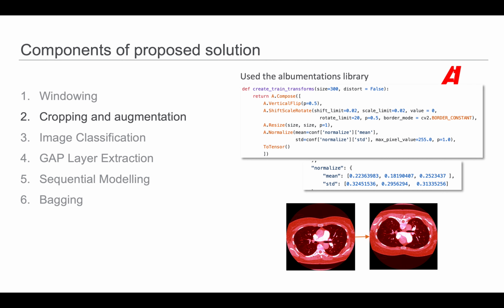The augmentation was pretty light. There wasn't cropping, actually; there was vertical flip and shift, scale, rotate. Part of the reason we didn't do a lot of augmentation was because some of the target labels were left versus right, if the condition was on the left or the right of the scan.